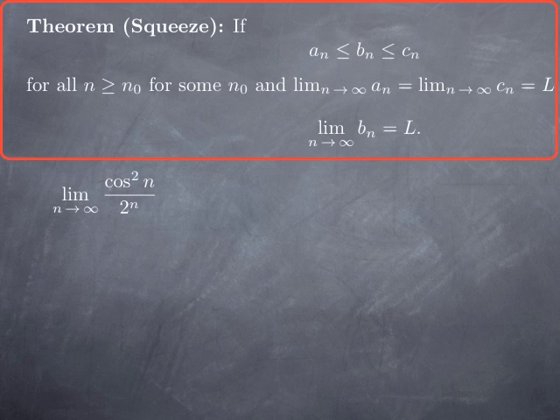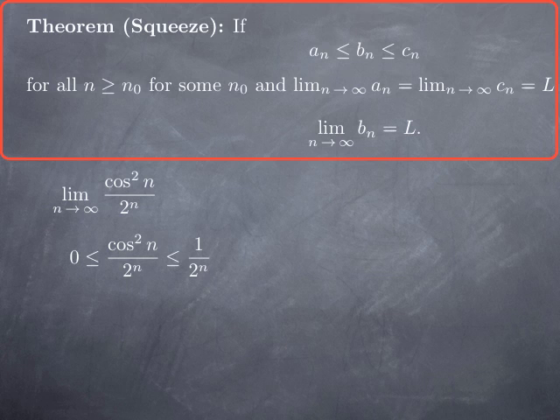Let's look at a couple of additional examples where we're using the squeeze theorem. Let's say I want to find the limit of the sequence cosine square n over 2 to the n. Cosine square n is a rather annoying term here because as n grows, cosine is going to keep jumping in values, and it's hard to control exactly what value it takes. However, the important thing here is that the cosine function is bounded.